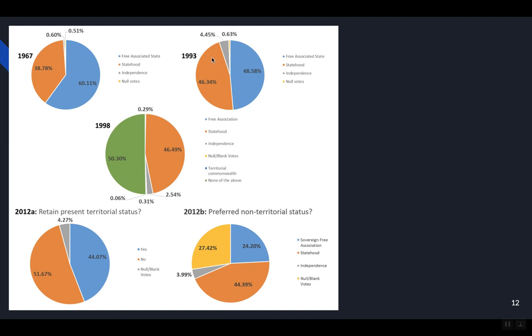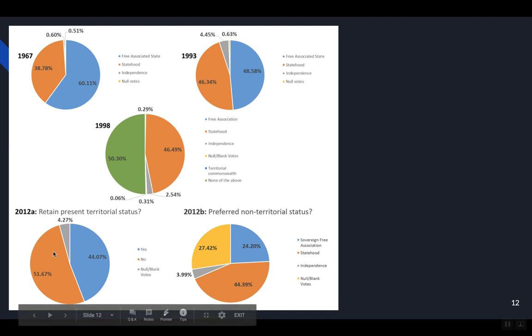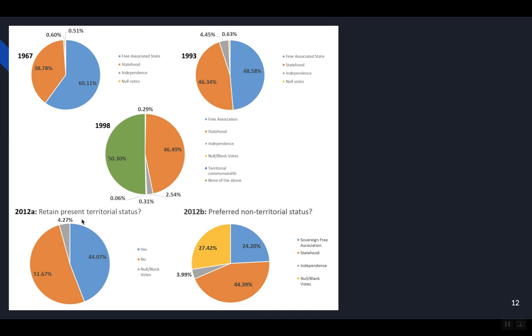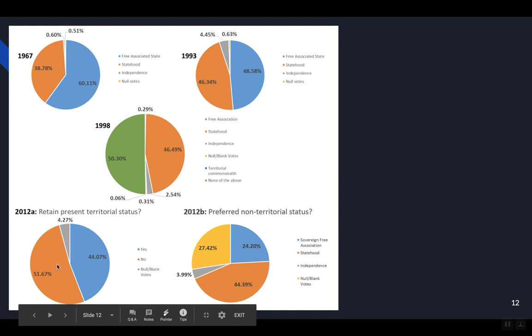In 1993, we see more people wanting to become a state. We see less people wanting to stay as they are, and we see a small fraction of people wanting to become independent or their own country. Okay, so then in 1998, we see that a large portion wants to become a state, and 50% don't want to become anything. So not a state, they don't want to be free associated, and they don't want to be independent. So then in 2012, we have about 50% wanting to leave where they are as a territory and become something different, whether that's a state of the United States or their own country.